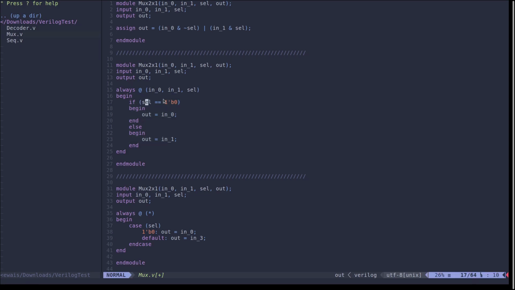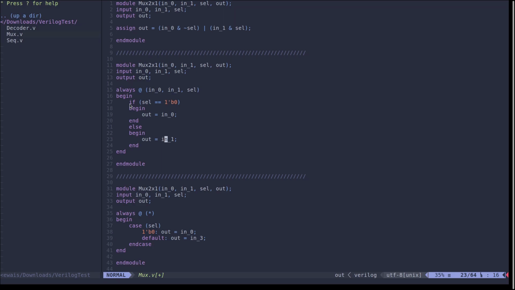If the select is 0, I want my output to be the same as input 0. Otherwise, I want my output to be the same as input 1. Okay, and instead of describing what the mux looks like in terms of gates, in terms of hardware, in terms of a circuit, I describe what the mux should do in terms of a function, and then I leave it to Quartus to understand this code and figure out that this code can be done by a mux, let's convert it to a mux.